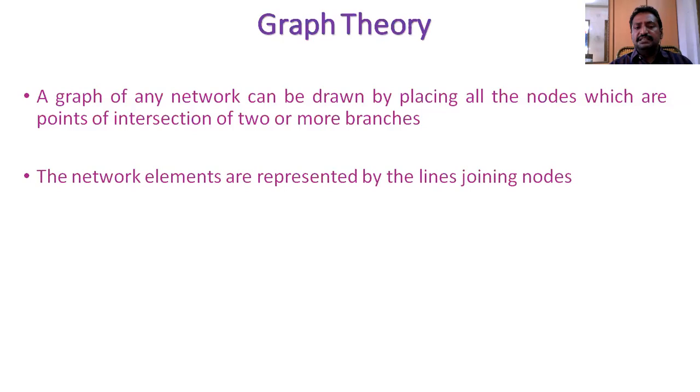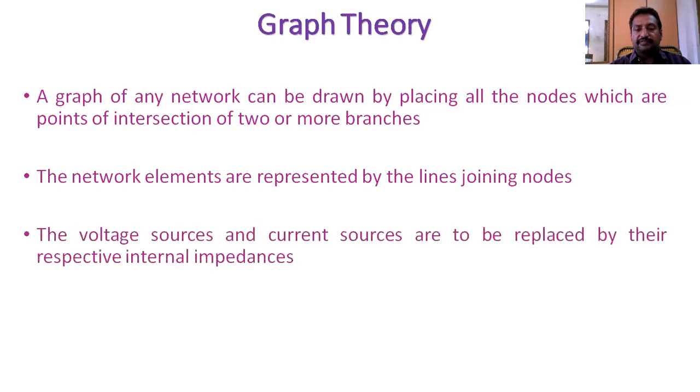The network elements are represented by lines joining the nodes. To convert a circuit into a graph, first we identify how many nodes and how many branches there are. Then you simply replace the elements by drawing a line between the nodes, and we can convert the circuit into a graph. For resistors, inductors, capacitors, diodes, and other passive elements, simply draw a line.